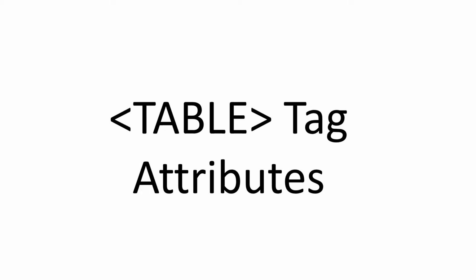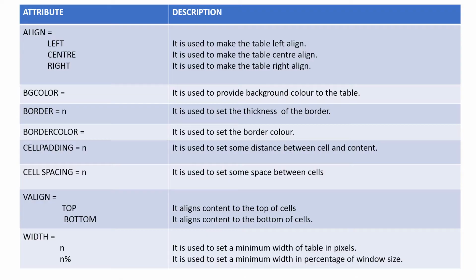So far we have studied the 5 basic tags which are required to create a table. Now we are going to study the table tag attributes, some of the attributes that we can associate with the table tag. The table that you're seeing on your screen shows the attributes that you can assign with the table tag. Fine, so the first attribute is align.